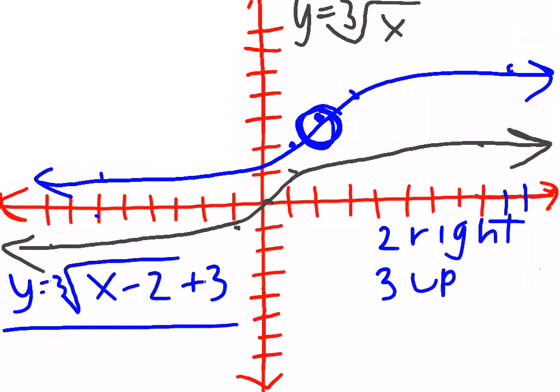Don't get confused and do what I did. Remember that you are now moving from your new inflection point. Before, this was our inflection point, but since we had this horizontal shift 2 to the right and this vertical shift 3 up, we had to start moving from here. So make sure that you graph your points according to the new inflection point.